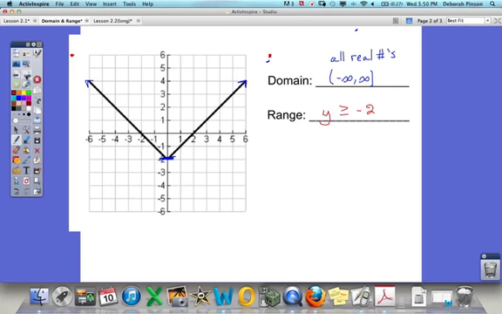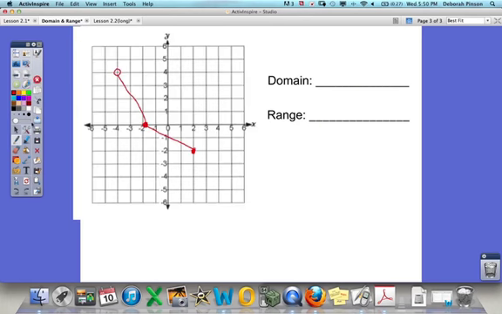Okay, so let's look at one more. Now this one's kind of weird. I actually had to draw it with my pen on here because I didn't know the exact equation for this. Now I wanted to make sure we looked at kind of a weird one so that you had this in your head. Okay, so let's start with the domain.